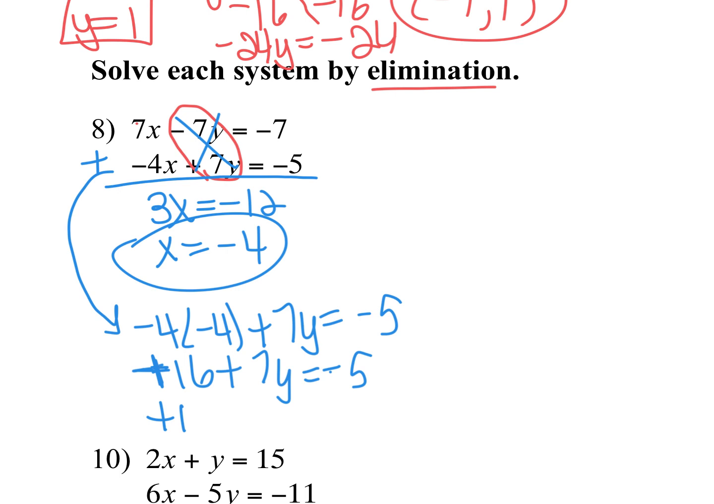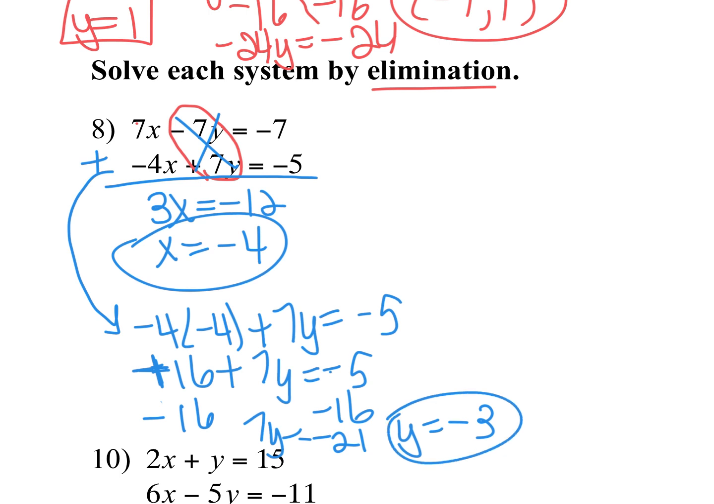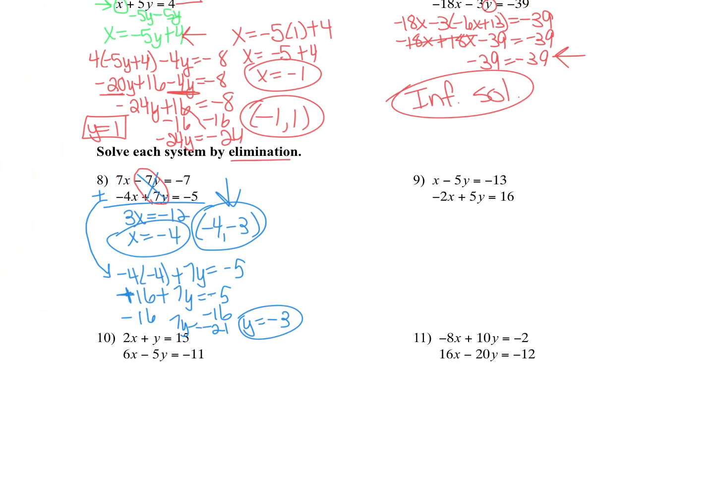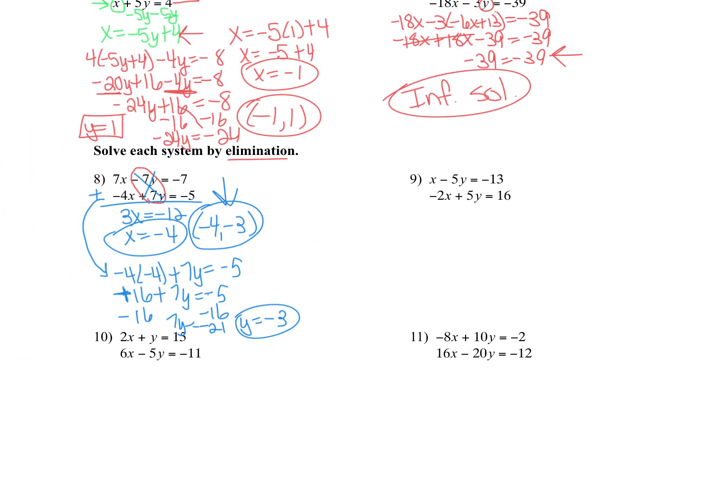That should be positive 16, which means we are not going to add 16 to both sides. We are going to subtract 16 from both sides, sorry about that. And we're going to have 7y equals negative 21, y equals negative 3. Okay, so our ordered pair, our solution, again, is not just our work here. Our solution is negative 4, negative 3. That's our solution. Okay, so again, go ahead, pause the video just like we did before and try number 9.